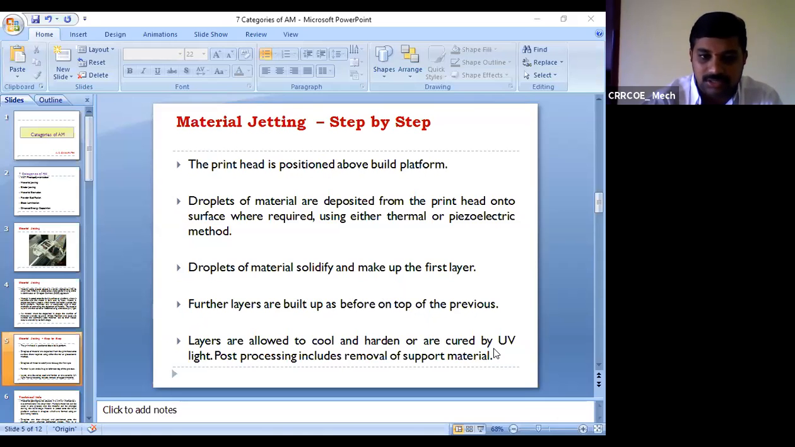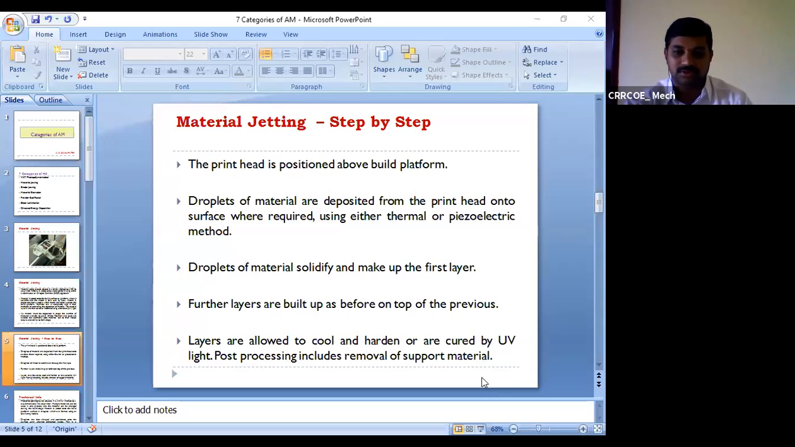So here, layers are allowed to cool and harden, or are cured by ultraviolet rays. We discussed that the material is exposed to ultraviolet rays. Post-processing includes removal of supporting materials. If any supporting material is placed, sometimes the same material will be used.